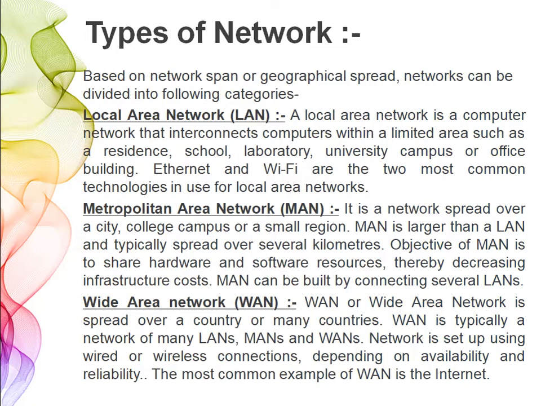Next, we have WAN, Wide Area Network. It is spread over a country or many countries. WAN is typically a network of many LANs, MANs, and WANs. The network is set up using wired or wireless connection, depending upon the availability and reliability. The most common example of WAN is the Internet. So the largest WAN is the Internet.